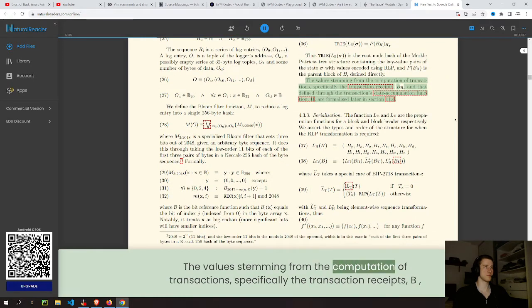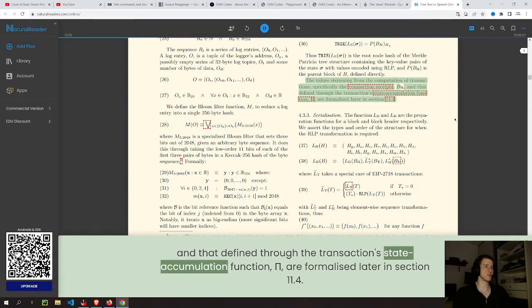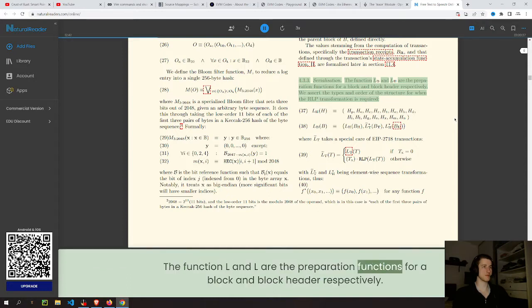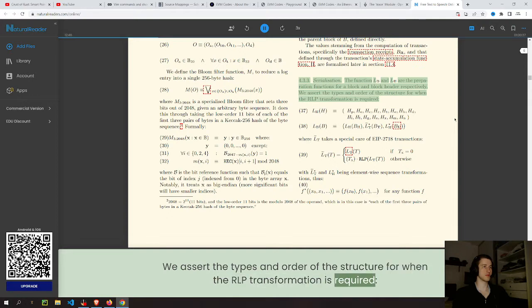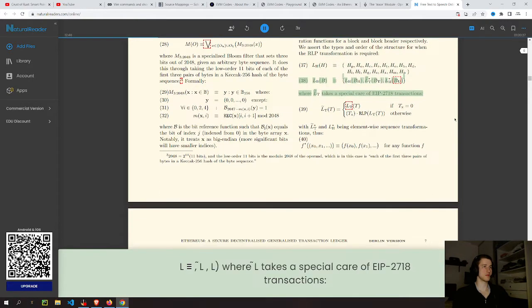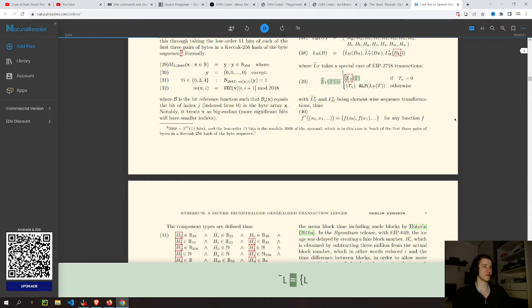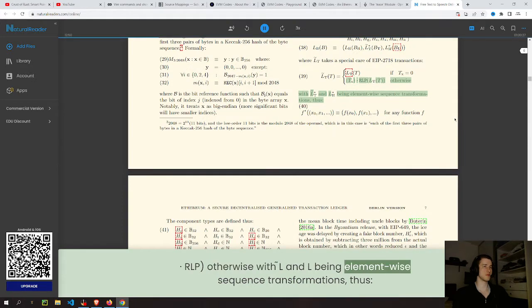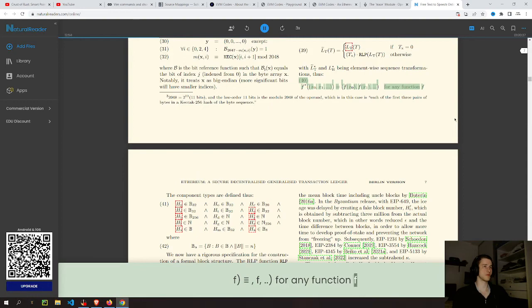The values stemming from the computation of transactions, specifically the transaction receipts, B, and that defined through the transaction state accumulation function, pi, are formalized later in section 11.4. 4.3.3 Serialization. The functions L and L are the preparation functions for a block and block header respectively. We assert the types and order of the structure for when the RLP transformation is required. L, where L takes special care of EIP 2718 transactions. L equals L. If T equals 0. RLP, otherwise with L and L being element-wise sequence transformations, thus. f, for any function f.